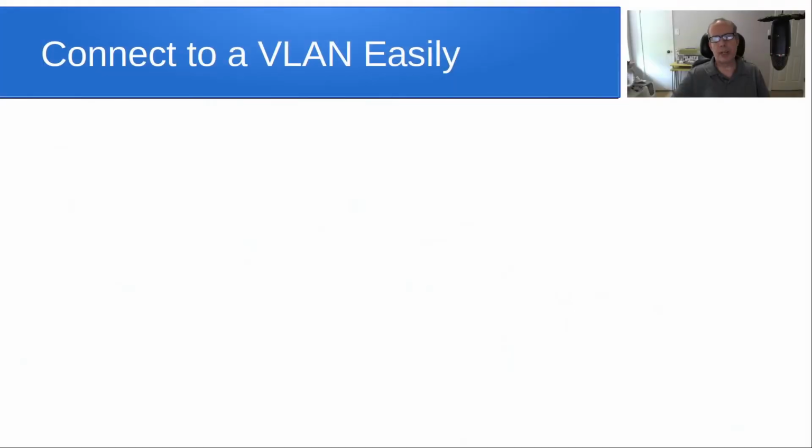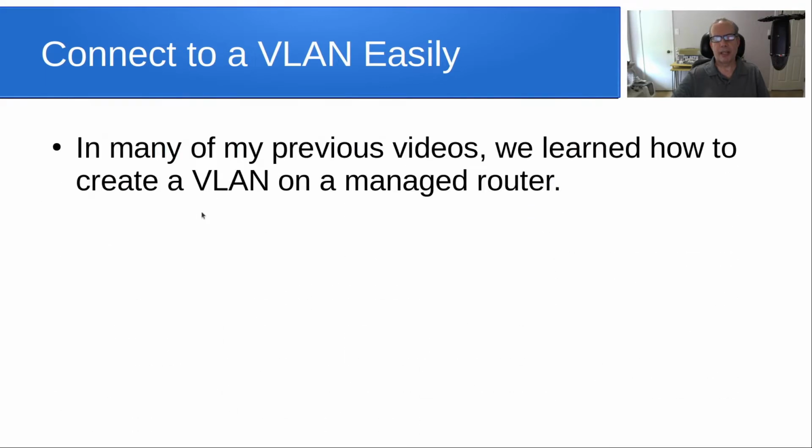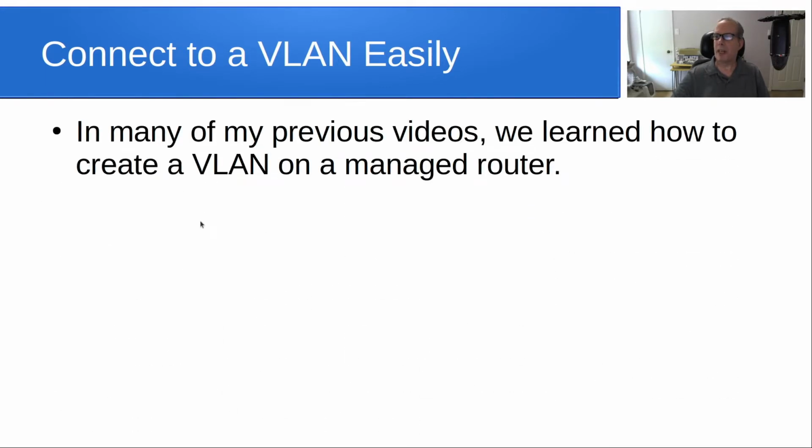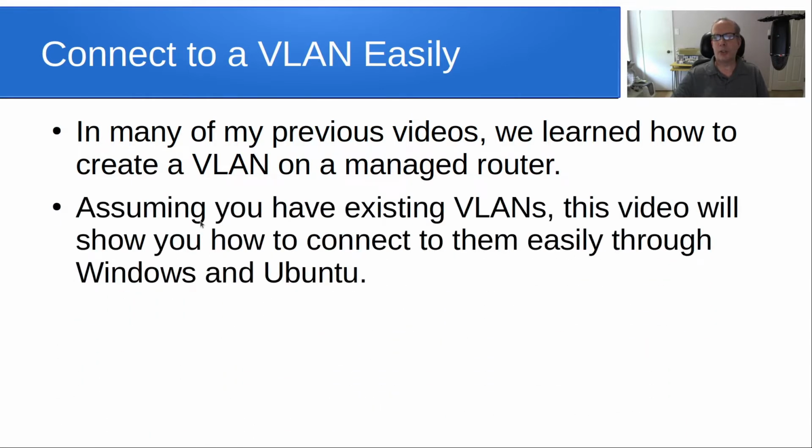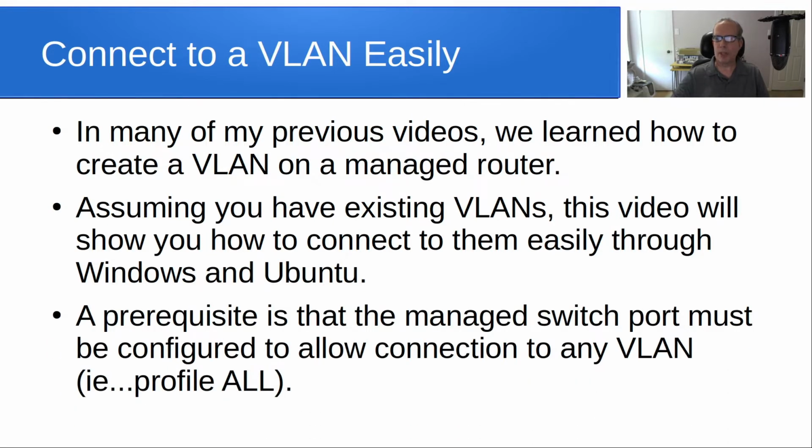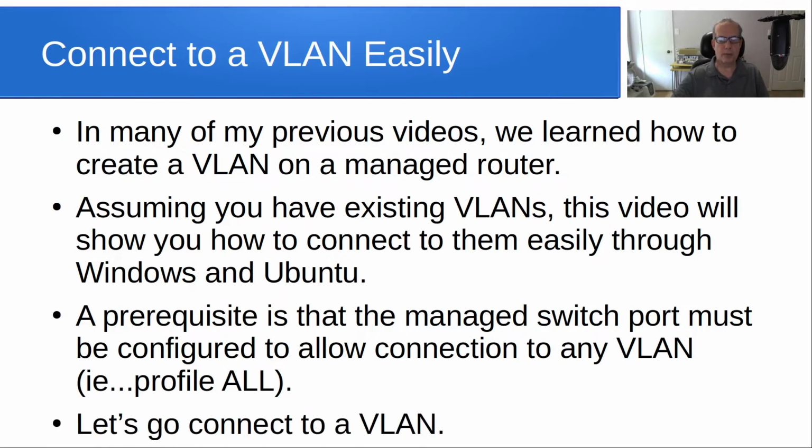So I've entitled today's presentation, Connect to a VLAN Easily. In many of my previous videos, we learned how to create a VLAN on a managed router. Assuming you have existing VLANs, this video will show you how to connect to them easily through Windows or Ubuntu. A prerequisite is that the managed switch port must be configured to allow connection to any VLAN, for example, profile all or a profile that contains the VLAN that you wish to connect to. So let's go connect to a VLAN.